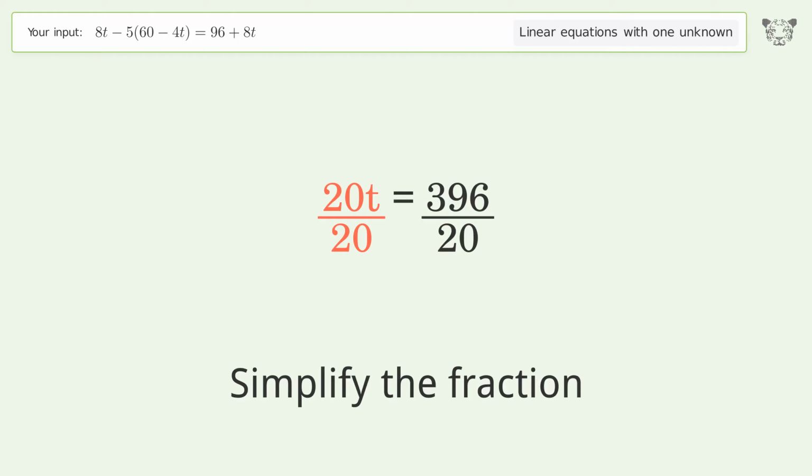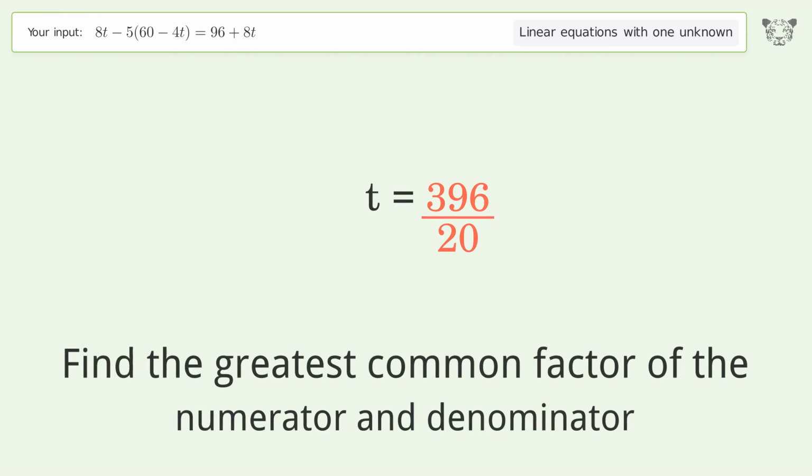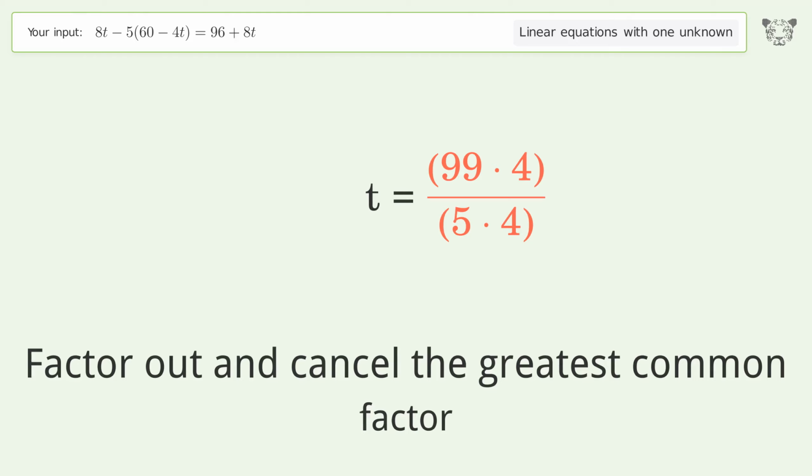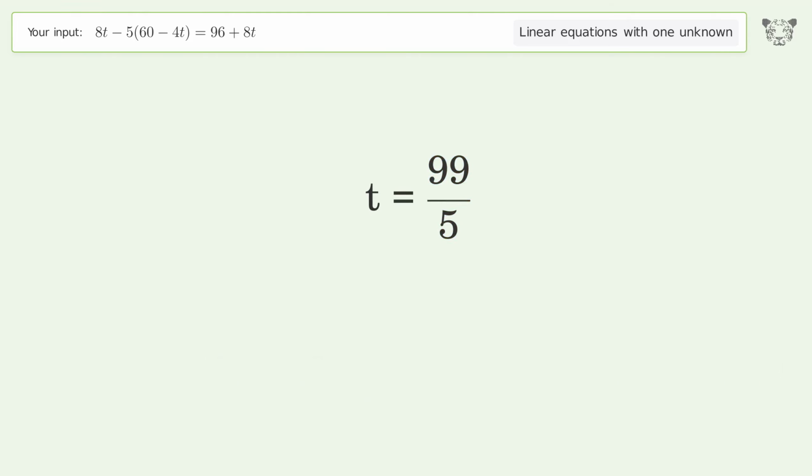Simplify the fraction. Find the greatest common factor of the numerator and denominator. Factor out and cancel the greatest common factor. And so the final result is t equals 99/5.